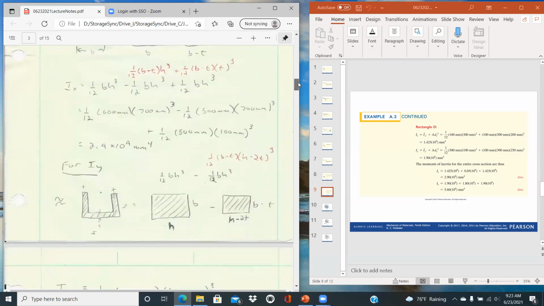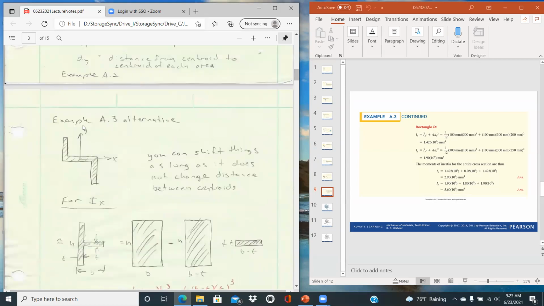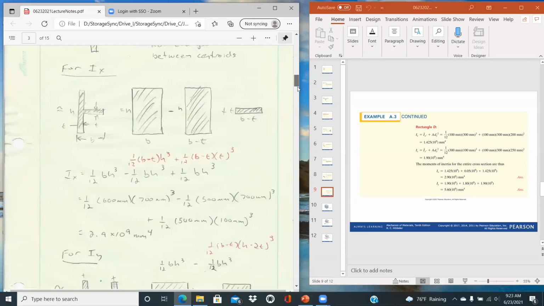And then same thing for Iy. If we're rotating that or bending that about the y-axis, we're essentially shifting, say, the lower portion up above. In that process, the distance to the centroid switches signs, but the magnitude remains the same. And since that distance is being squared, the sign is irrelevant.